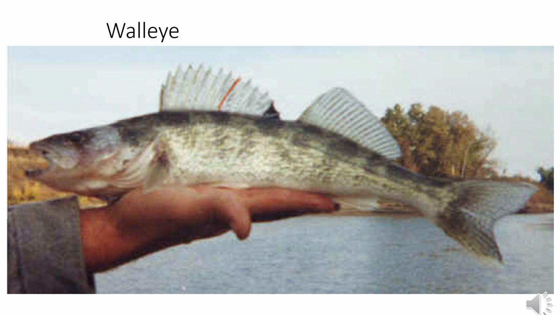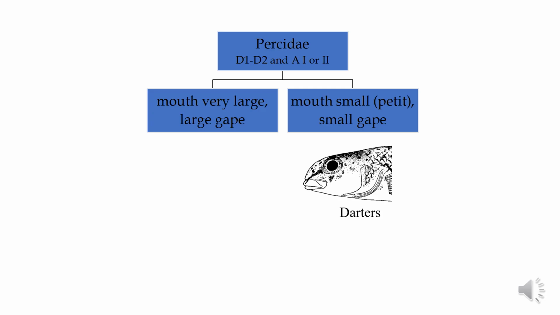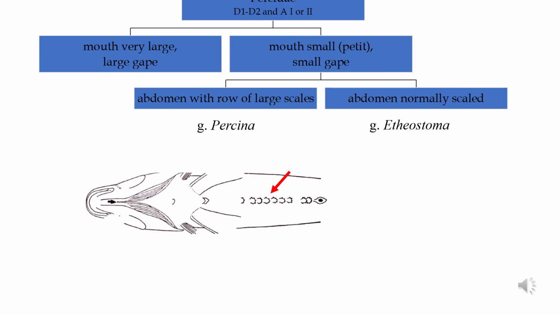Much less distinct than what you see on a yellow perch. At this point, we are going to take a look at those perchids that have a small mouth, a very petite mouth, and a small gape, the fish that we'll call the darters. So you've got that small perch, small mouth, small gape. You have one of the fish that we'll consider a darter.